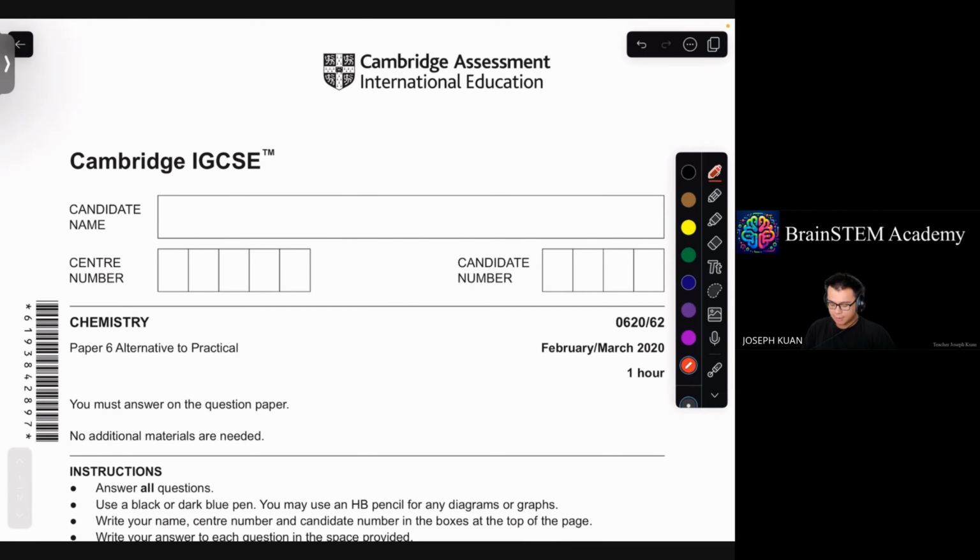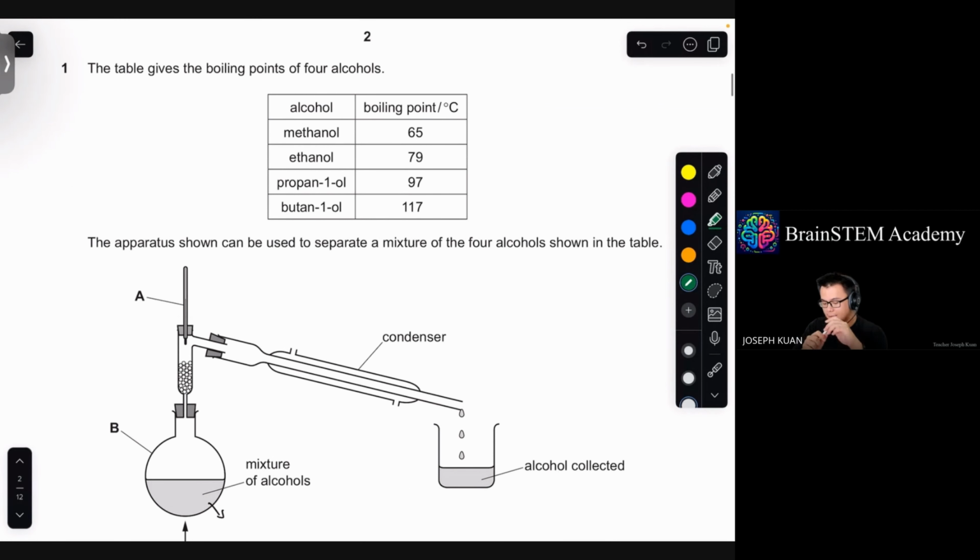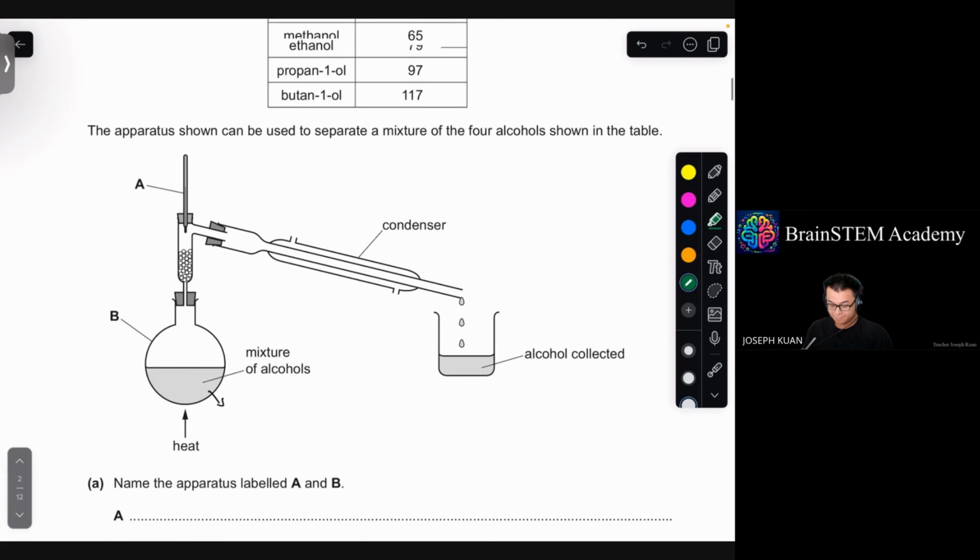This is Cambridge IGCSE for Chemistry, Paper 6, Alternative to Practical, Variant 2, from February-March 2020. Question number 1. The table gives the boiling points of 4 alcohols, which are methanol, ethanol, propan-1-ol, and butan-1-ol. The apparatus shown can be used to separate a mixture of the 4 alcohols shown in the table.